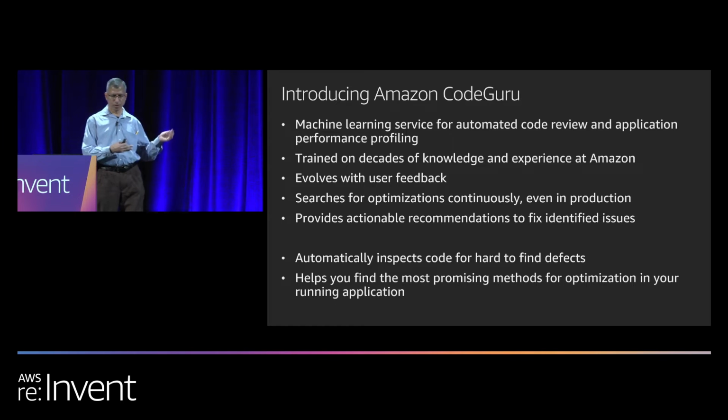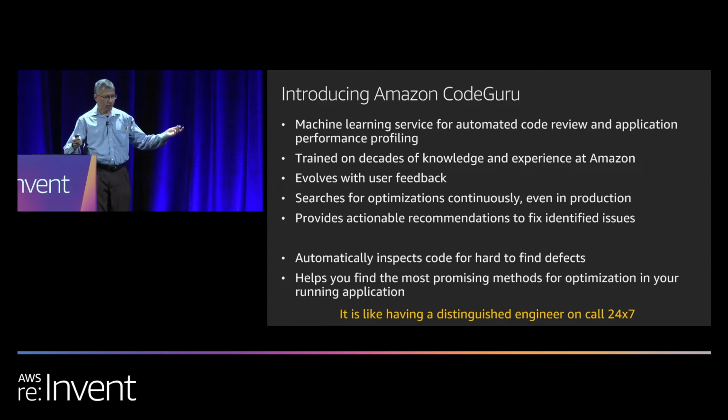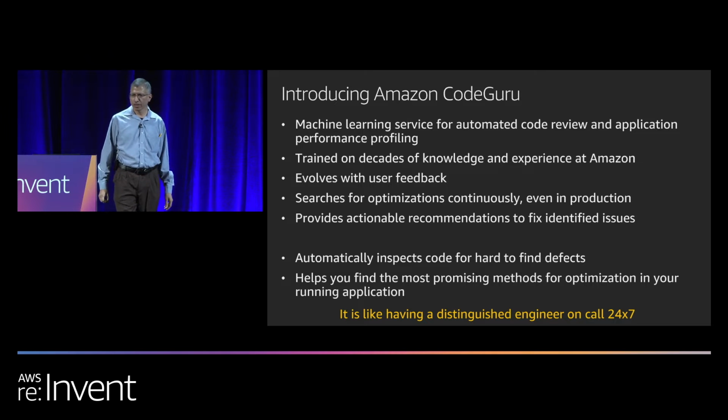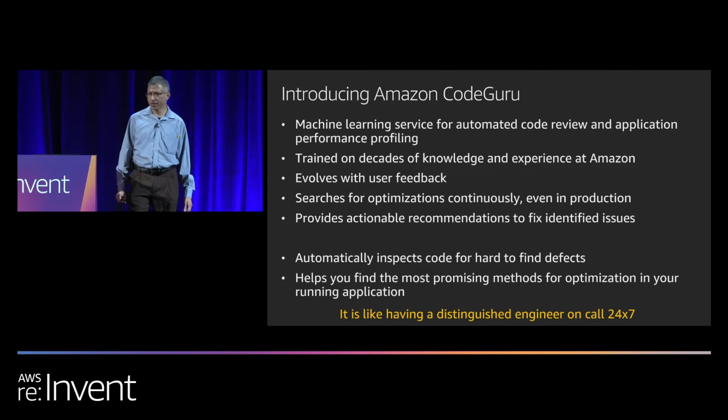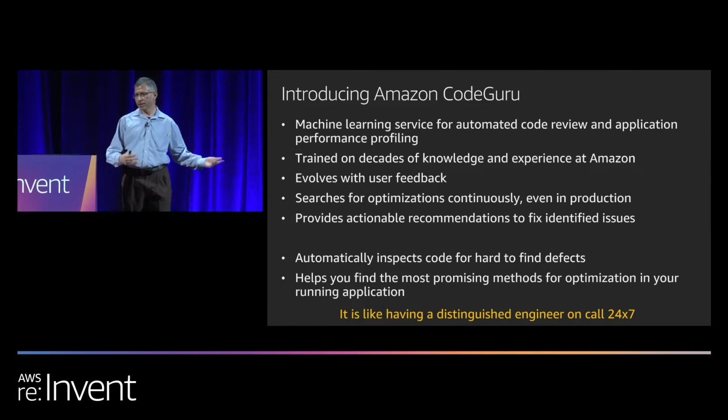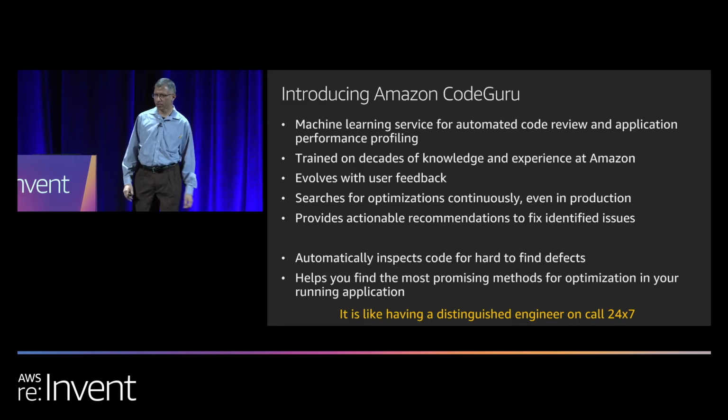So going back to what I said earlier, your application may have thousands of methods, and it's not clear what is the most promising one you should start with or without a problem. Okay, you don't need to wait for a problem to optimize your application. So it helps you prioritize where you should focus your resources. In short, it's like having a distinguished engineer on call 24/7. So this goes back to the expertise aspect I talked about.